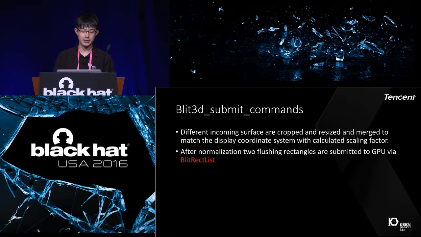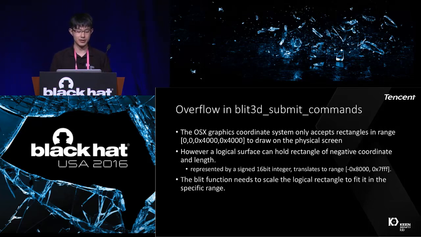Blit 3D submit commands is an implementation in the Intel graphics driver to do the blit operation. As we have seen before, user space applications can provide different logical surfaces, and this function needs to normalize them into a valid rectangle to be processed by the GPU. So it will crop and resize different incoming surfaces to match what the GPU is happy with. After normalization, two flushing rectangles will be submitted to the GPU via the blit rect list function. So there is an overflow in this blit 3D submit commands.